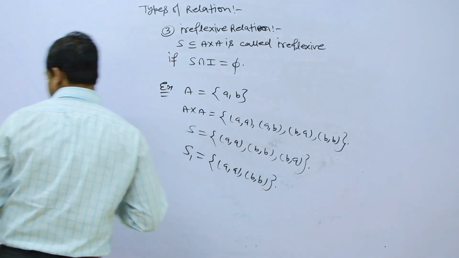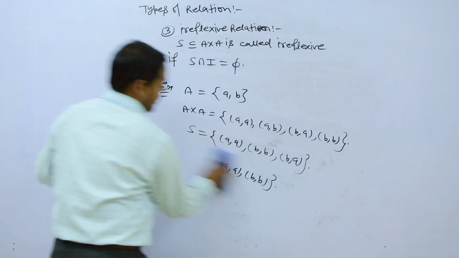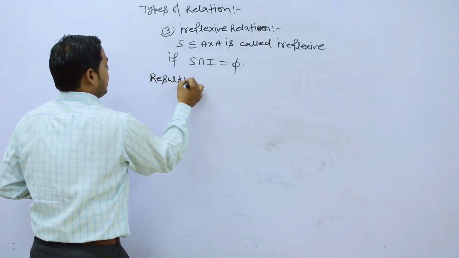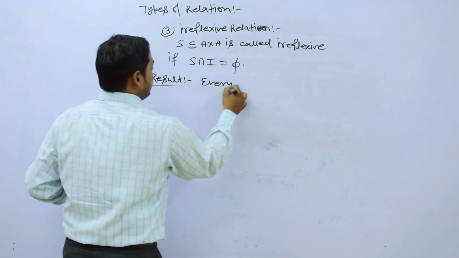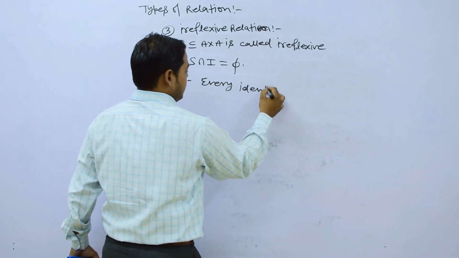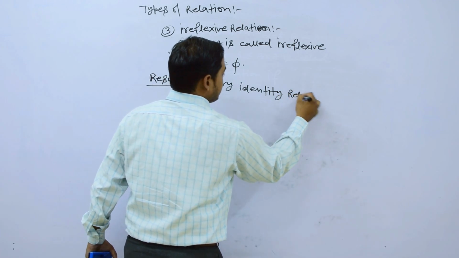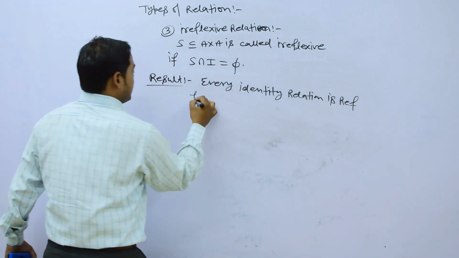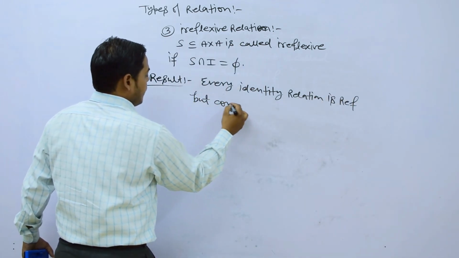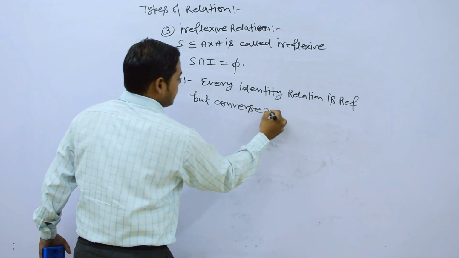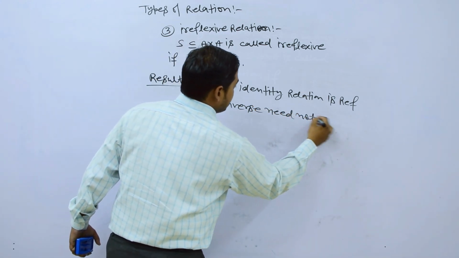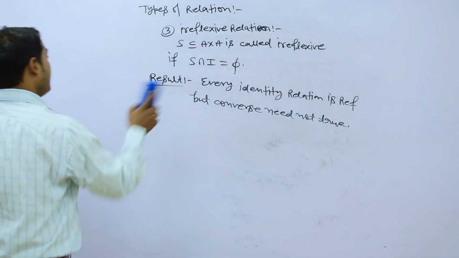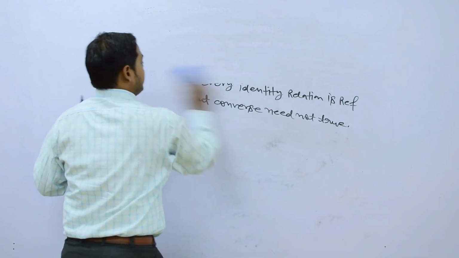So here we can write down the result. The result is: every identity relation is reflexive, but the converse need not be true.